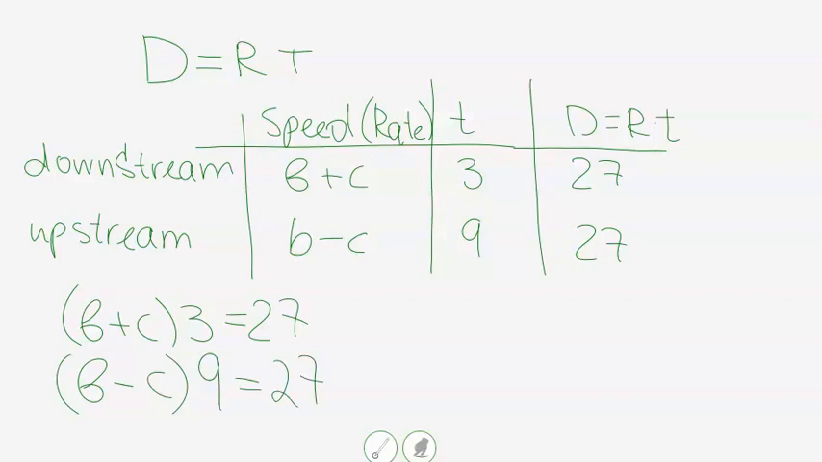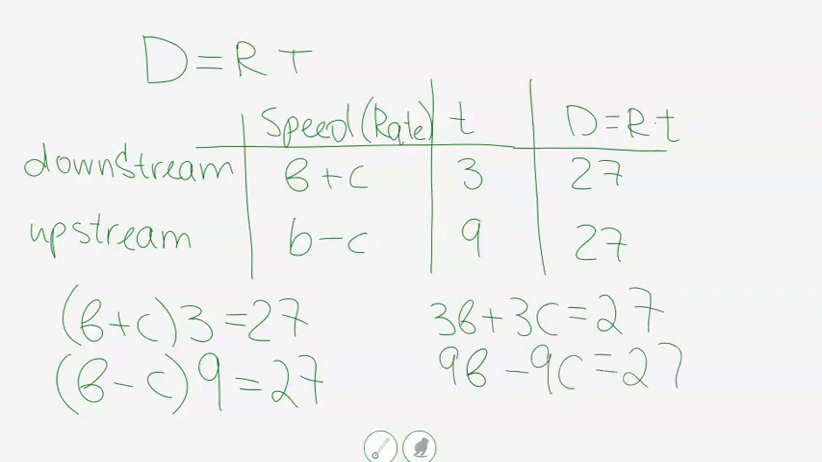And now we need to solve this system of equations. So let's say step number 1 would be just to distribute 3 and 9. So we can rewrite them as 3b plus 3c equals 27 and 9b minus 9c equals 27. Okay, so let's try to solve the system of equations by the elimination method.